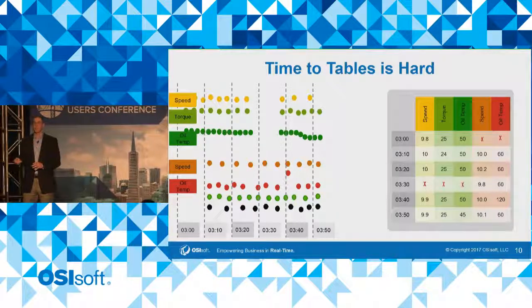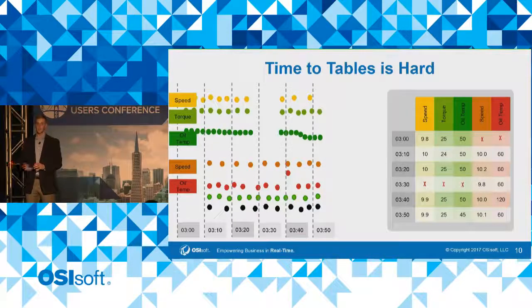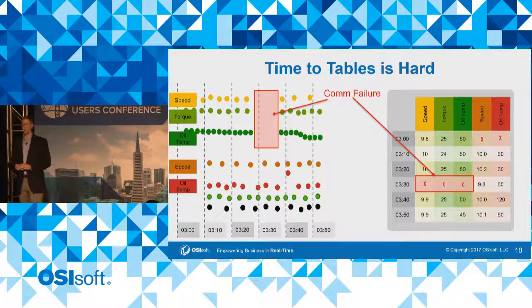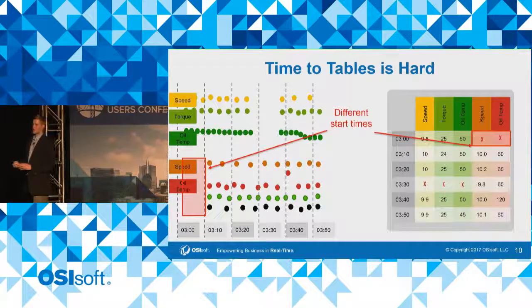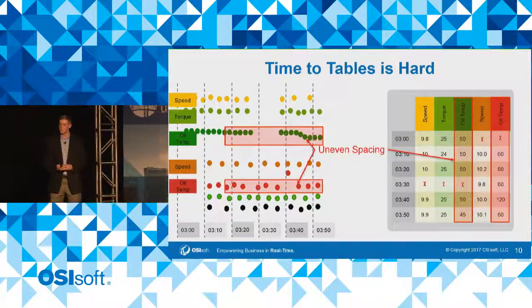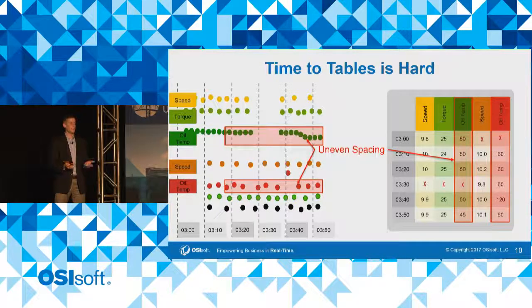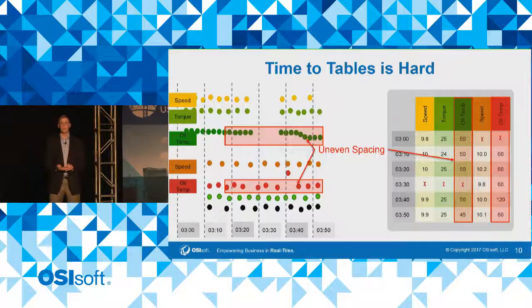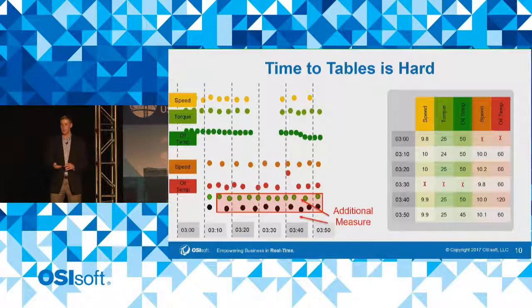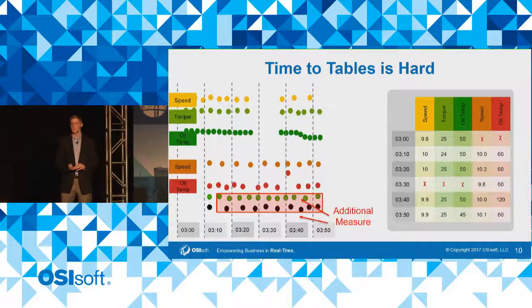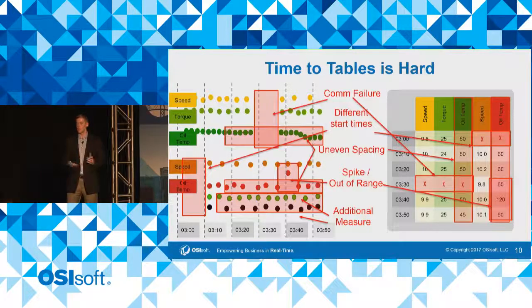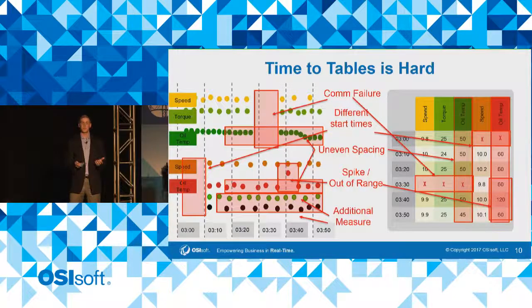It's difficult to store this time series data in a relational type format. Periods of communication failure, different sensors coming on at different times, uneven spacing. How do I represent high fidelity time series data if things are coming in at different frequencies? Spikes out of range, an additional measurement, an additional sensor on one turbine. So you can see that there are many, many challenges with time series data. How do we capture all of this data and store it in one spot?